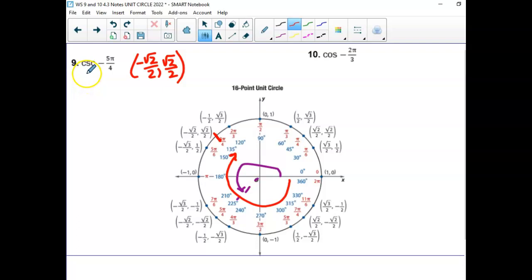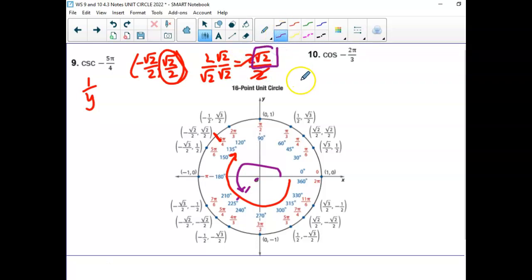Yeah, we need the reciprocal of sine, which is y. So we got to flip the y over. Anybody remember what happened? Yeah, it just becomes 2 square roots of 2 over 2, or just the square root of 2. Like I said, if you've done enough of those, you'll probably remember it's just square root of 2 eventually.